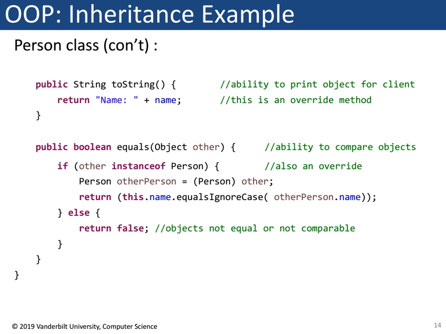Continuing, we have a toString overriding method, which overrides the default toString method, and it's going to return the string "name: " and whatever is stored in the instance variable name. And then we also are overriding the equals method, and we're using the syntax that we discussed in the previous lecture, where we are accepting an object parameter called other. We check to see if other is an instance of the class person. If it is, we cast other into a type person and store it in a person reference variable called otherPerson.